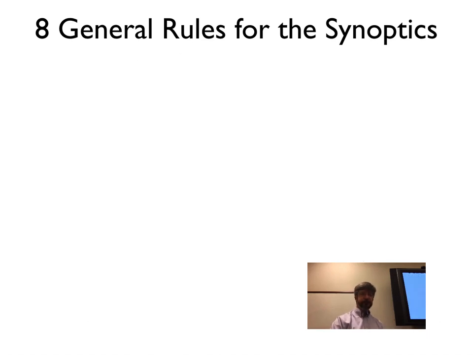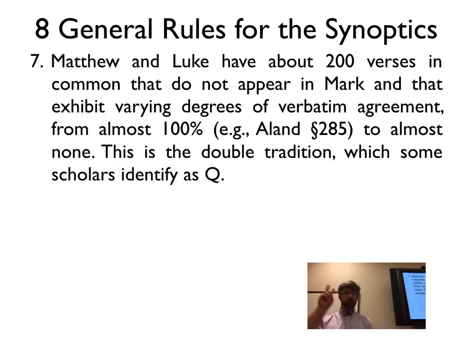Excellent point. All right. Two other rules. 7. Matthew and Luke have about 200 verses in common that do not appear in Mark, and that exhibit varying degrees of verbatim agreement, from almost 100%. If we look up Elan 285, you'd see it's almost verbatim, Matthew and Luke, to almost none. This is called the double tradition, which some scholars identify as Q, which is short for German Quelle, which means source. Okay?